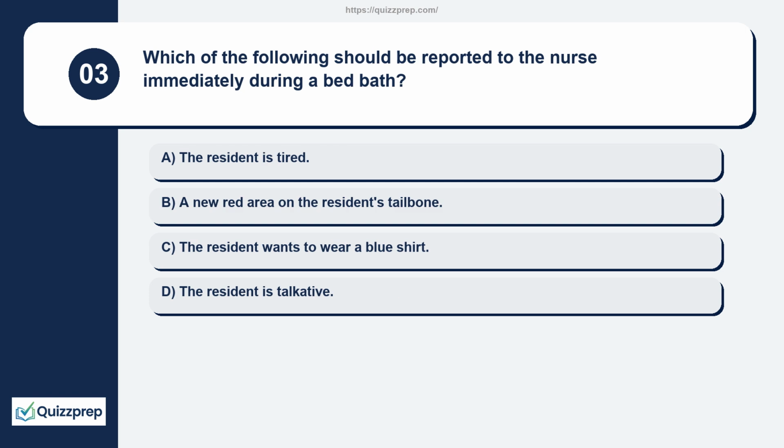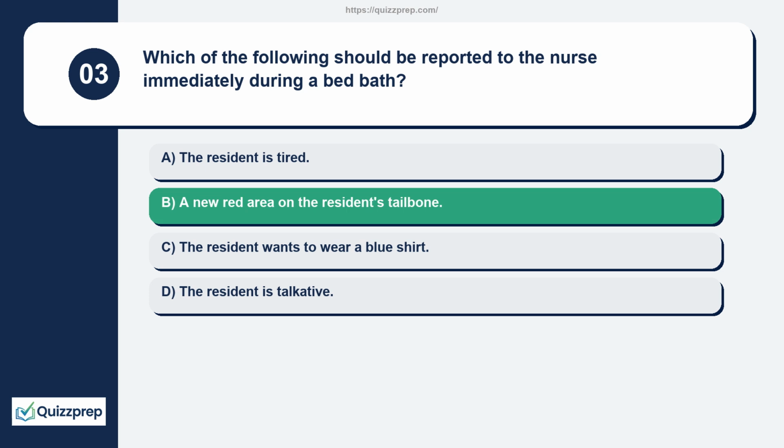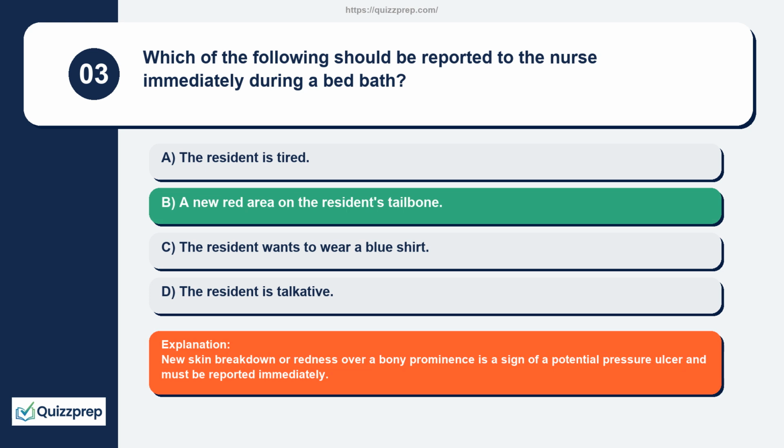Question 3. Which of the following should be reported to the nurse immediately during a bed bath? The resident is tired. A new red area on the resident's tailbone. The resident wants to wear a blue shirt. The resident is talkative. New skin breakdown or redness over a bony prominence is a sign of a potential pressure ulcer and must be reported immediately.